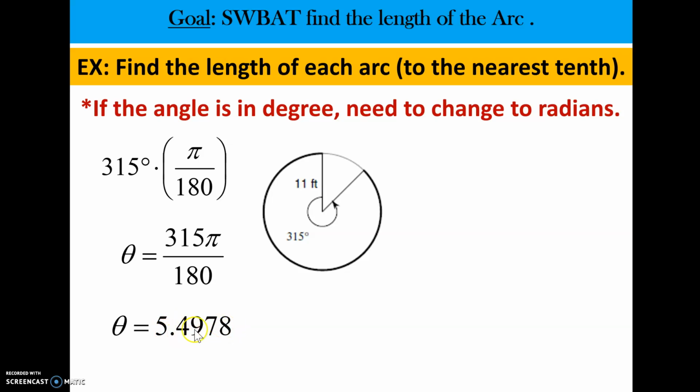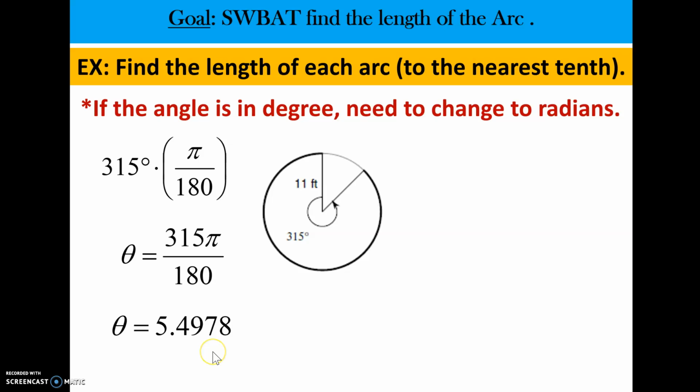And you get 5.4978. Now, notice it's almost a full circle, right? The full circle will be 2 pi, and 2 pi is about 6.28. So notice this is a little bit smaller than 2 pi. So just notice that when you do calculations, right? Look at the number sense of, oh, does this measurement look right?